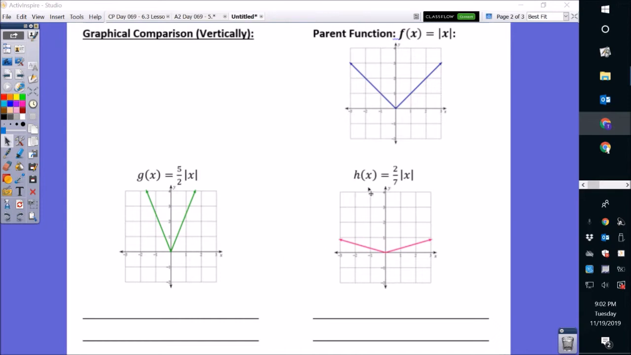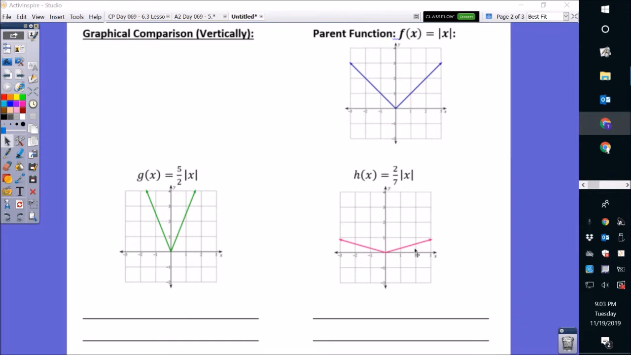Now let's compare it to the bottom right graph, where it's written as h of x equals 2 over 7 times the absolute value of x. Now 2 over 7, again, is also outside the function. That's why it's going to be classified as vertical. And then 2 over 7 is equivalent to 0.285, so that means it's less than 1. So this will be classified as vertical compress.